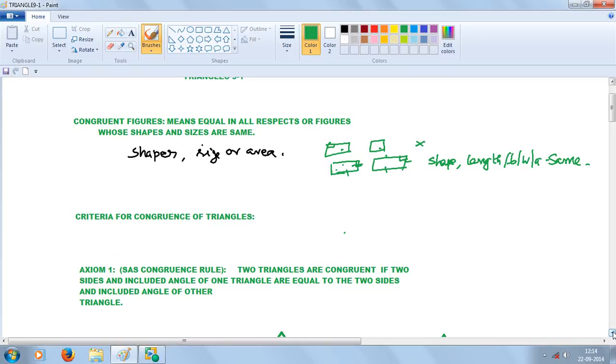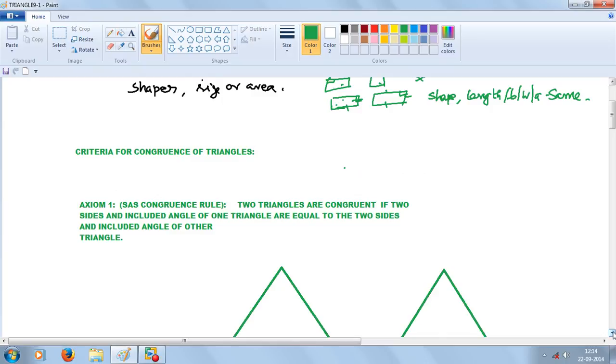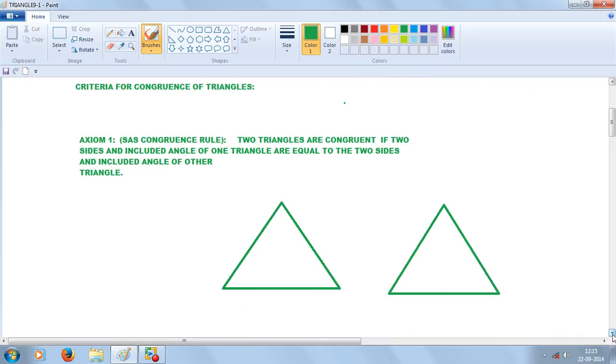So what is the criteria for congruence of triangles? If two triangles, for example, have the same length and the same angle, then the two triangles are congruent. We'll study various aspects of this, and how we can prove congruence and use the congruent triangle property. Next, what is the criteria for congruence of triangles?